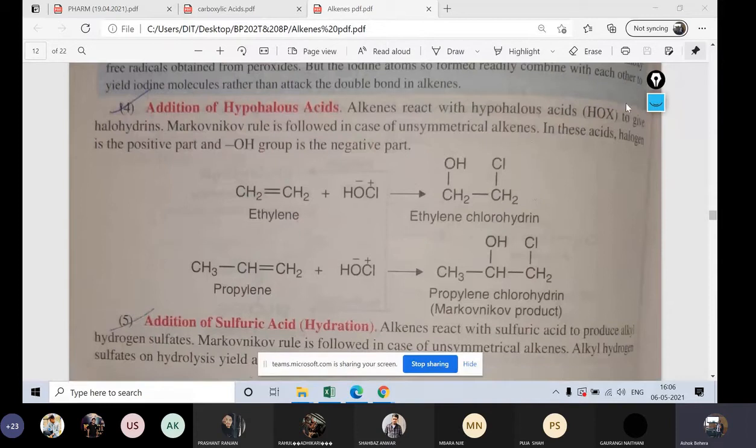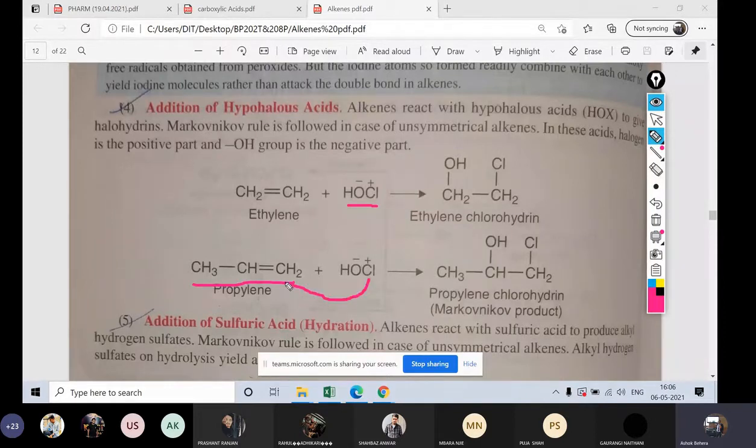Next is addition of hypohalous acid. So OH minus, Cl plus. As there are two identical parts, so it is symmetrical and there is no problem. Add here or here, anywhere. But if it is an unsymmetrical alkene, then the rules come. The positive part will go to the carbon with more hydrogens, and the negative will go to this one. So this kind of condition never comes if you are unaware of the Markovnikov product. Simply take ethylene and write this.